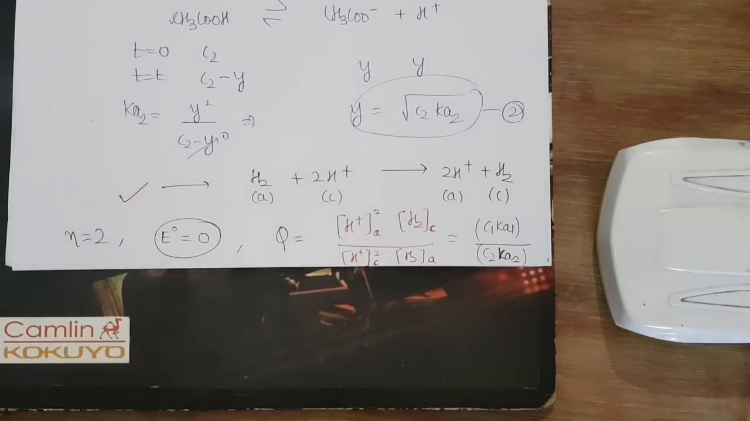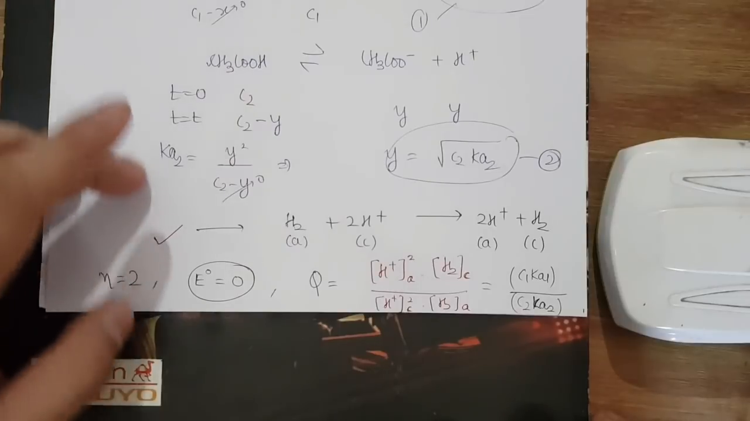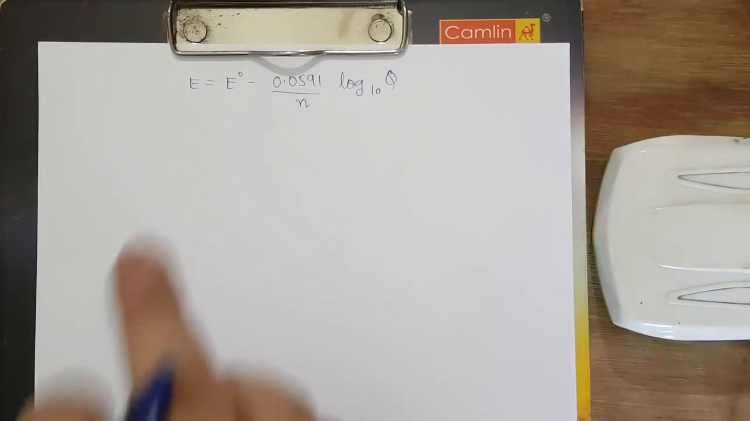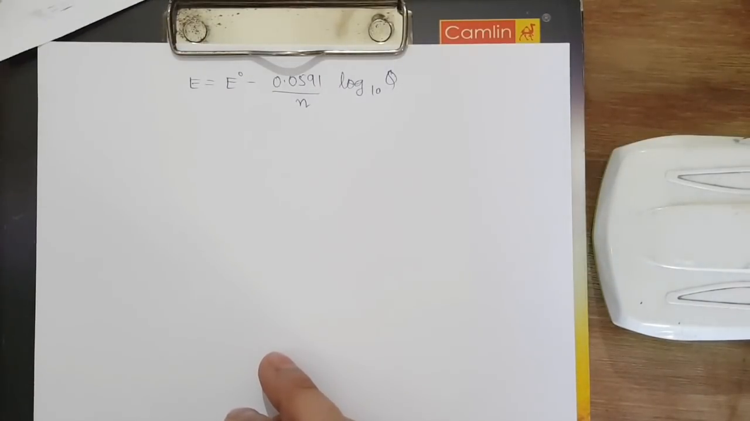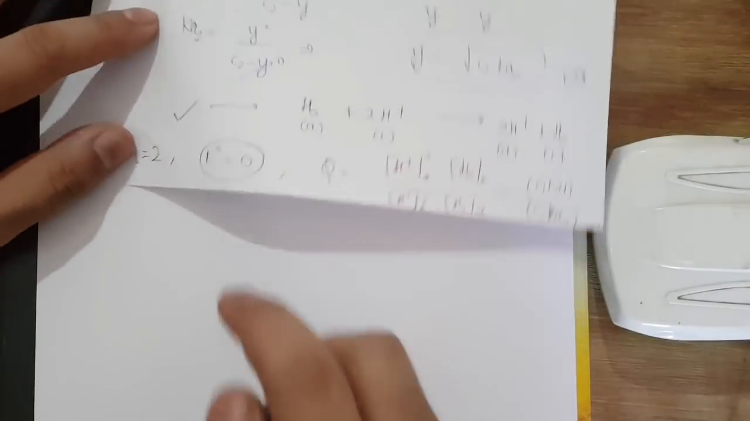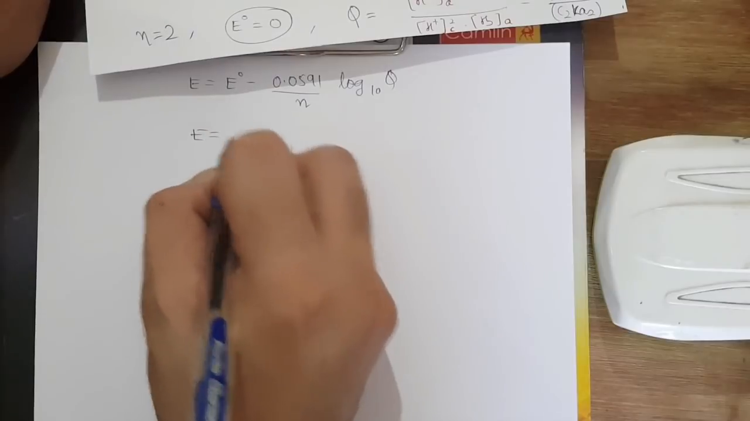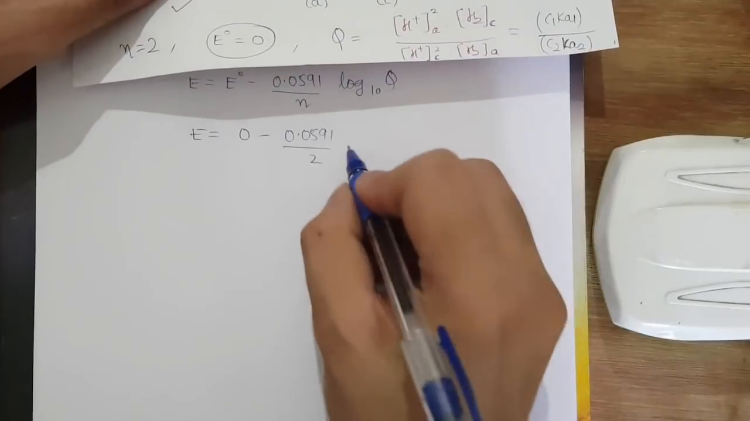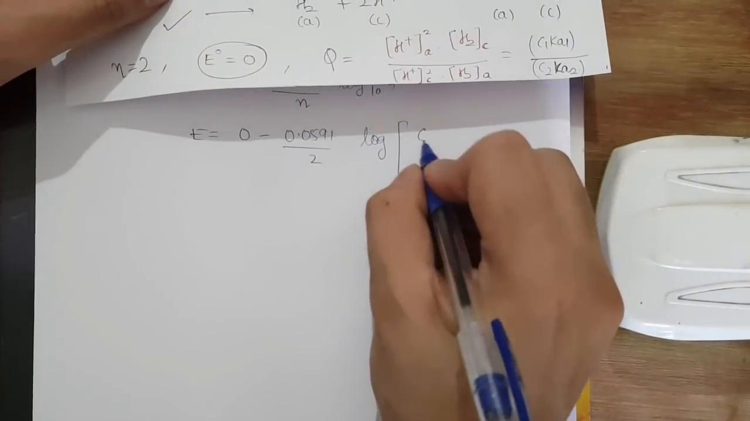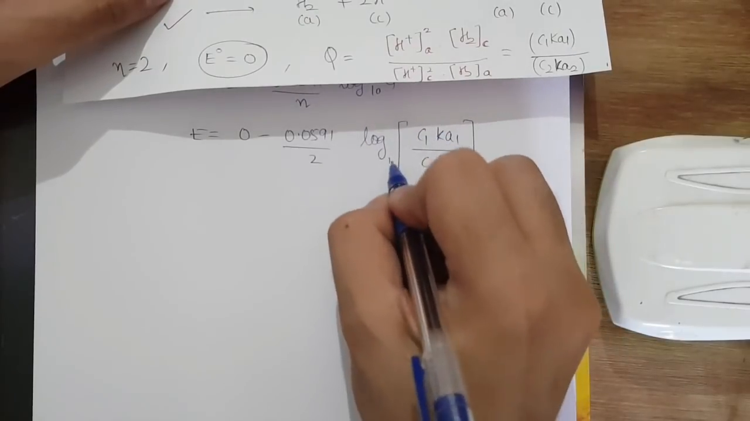Now you can see that this is a very good question from the combination of ionic equilibrium and electrochemistry, which are considered to be very hard. So I hope that this video is making these concepts very clear to you. So this is the Nernst equation. We just need to substitute the values which have been given. We know that the value of n is equal to 2, E naught is equal to 0, and Q is equal to this thing. So just substitute in this equation. We get E is equal to 0 minus 0.0591 upon 2 into log of Q, that is C1 Ka1 whole upon C2 Ka2, that is the log to the base 10.